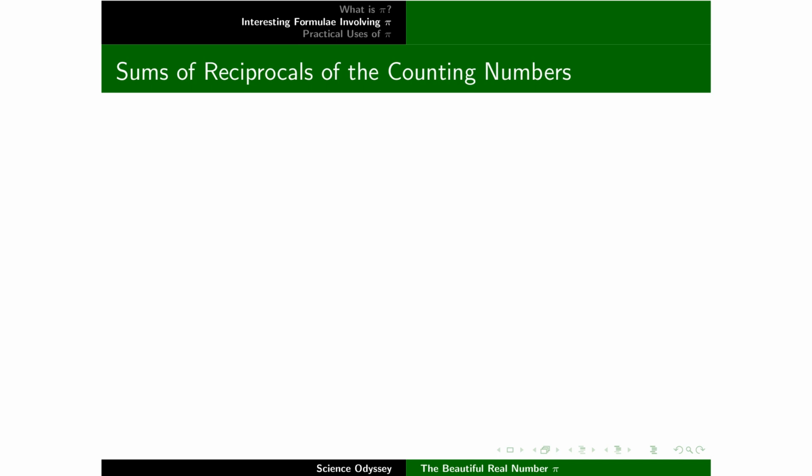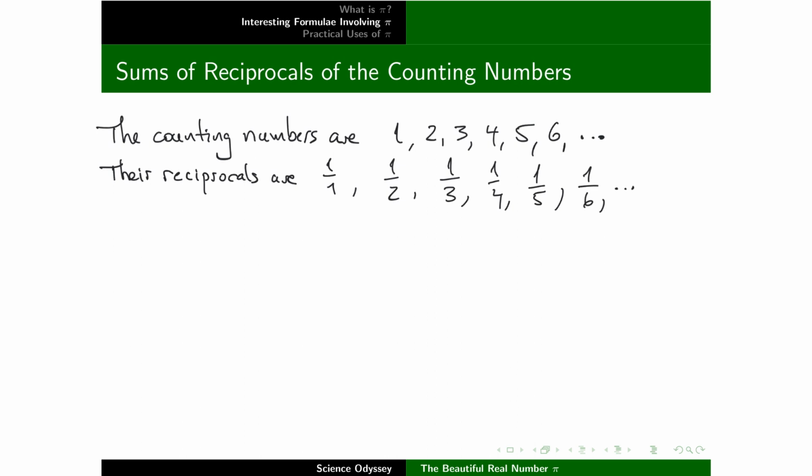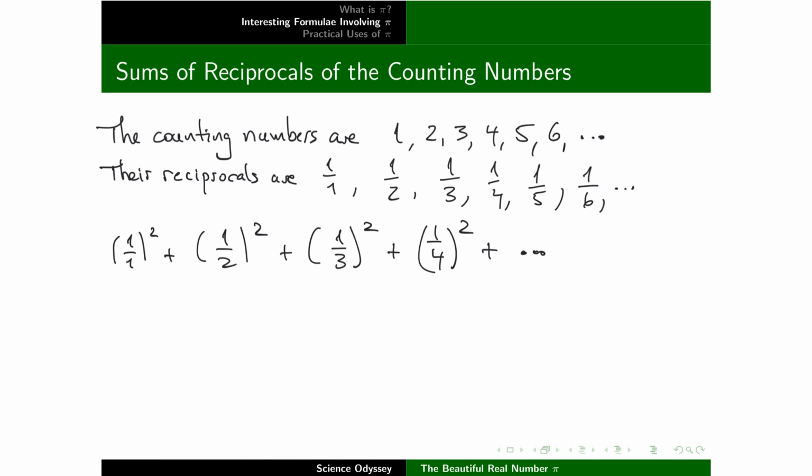Okay, so what are the counting numbers? Well, there's 1, 2, 3, 4, 5, 6. Their reciprocals are 1 over 1, 1 over 2, 1 over 3, 1 over 4, 1 over 5, and so forth, 1 over 6. There's infinitely many of those. And now we would like to square each of those reciprocals and add them up. In doing so, we'll get some number, and it remarkably relates to pi. That number is pi squared, all divided by 6.